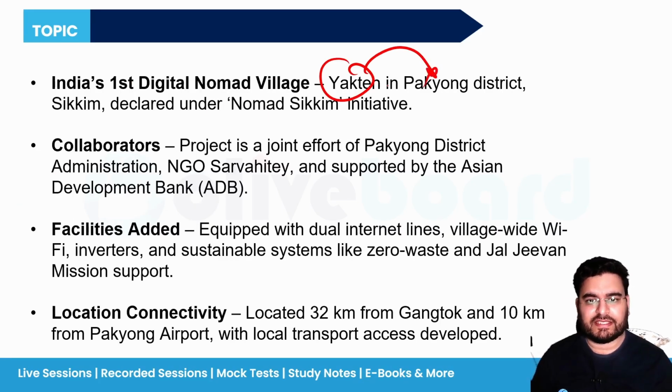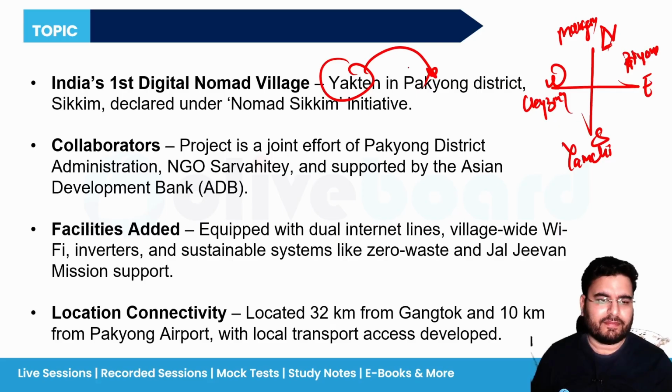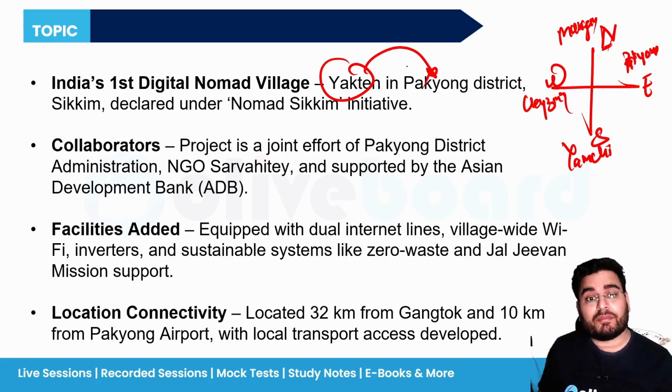Okay, see, Sikkim is divided into North Sikkim, South, East and West. North Sikkim has its district headquarter at Mangan. South Sikkim has Namchi. West is Gyalshing, and East I am not able to recall. I believe this is Pakyong. There is Pakyong Airport also of Sikkim. Those who are from Sikkim, they must know about these places, right? Chal. So the first nomad village, Yaktan village of Pakyong district.